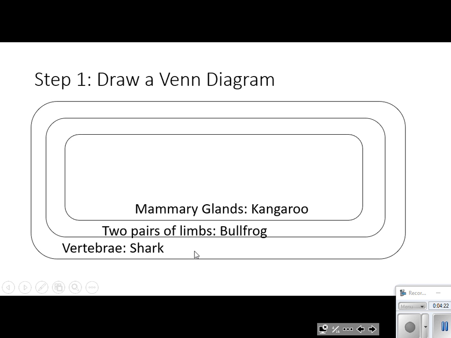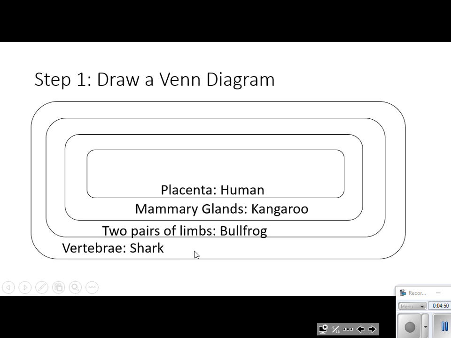Let me ask you this. Does a shark have mammary glands? No, because he's not inside the circle. Does a kangaroo have 2 pair of limbs? Yes, because the kangaroo's inside that circle, correct? Sydney, what's my next one? Placenta, and what was the one you put with that? Human. Placenta with the human.